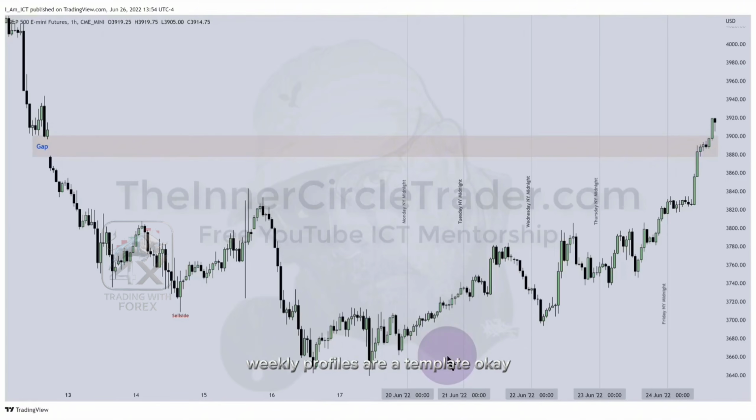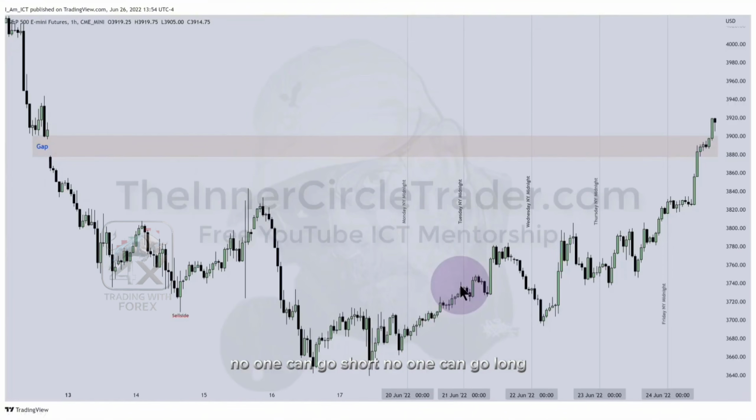Weekly profiles are a template. How should price deliver? I want to walk you through this one here and how I was able to tell you before the fact on Friday that we would see 38.80. So on Monday, we opened from all of this nastiness here on the previous week. The market starts right away on Monday, just starting to go higher, repricing, going higher.